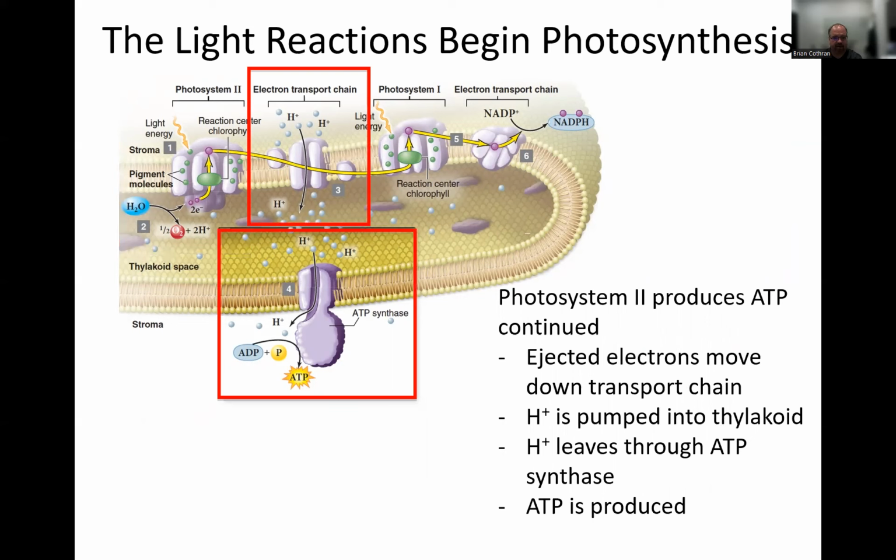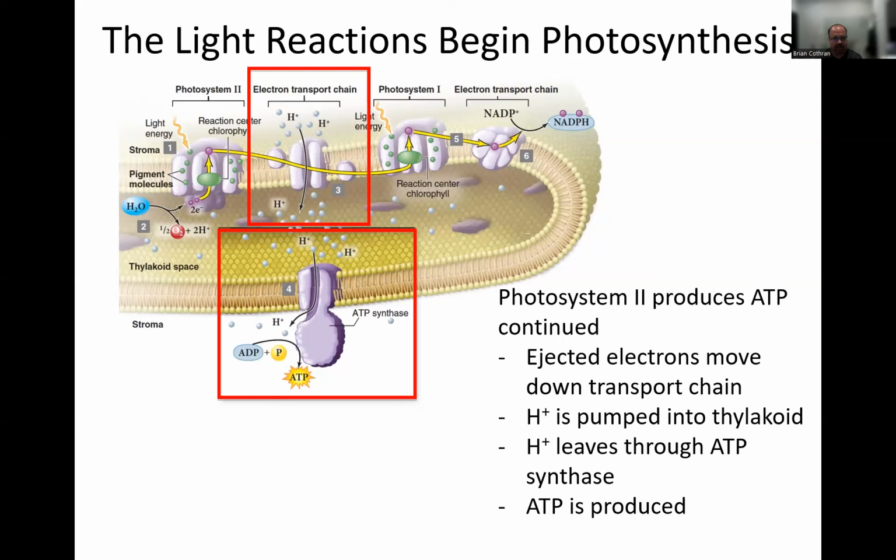Photosystem 2 again continues. These electrons move down the transport chain through that phospholipid membrane of the thylakoid. This is a thylakoid again. This is the little green pancake or Oreo, however you want to think of it.